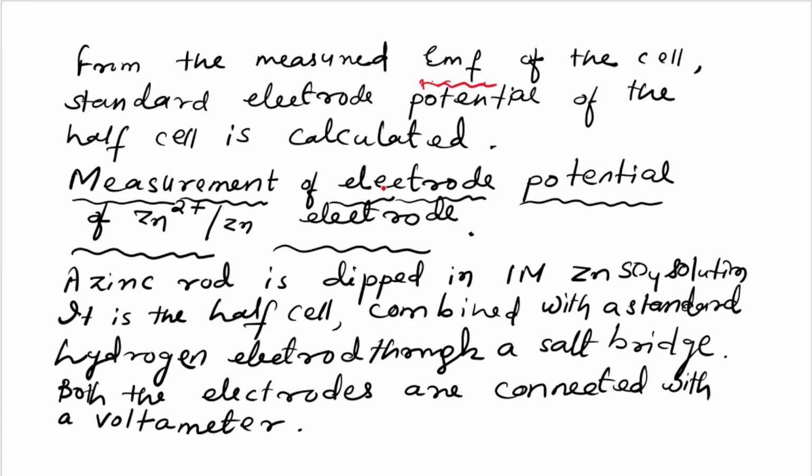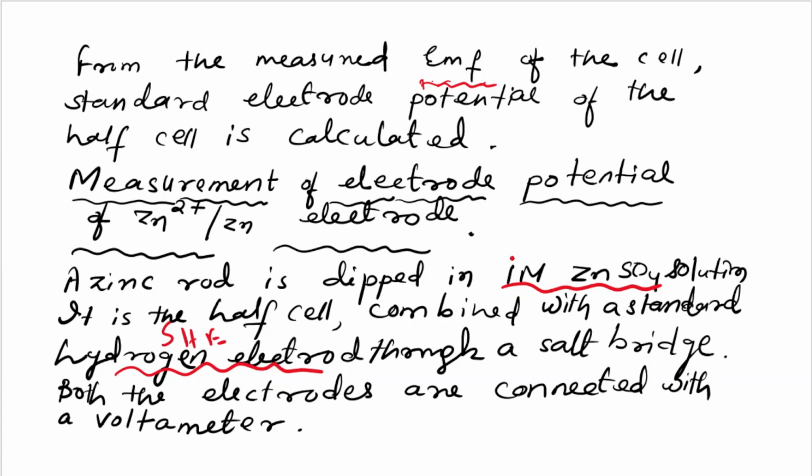So, measurement of electrode potential of Zn | Zn2+. That means here Zn is dipped in zinc sulfate solution. A zinc rod dipped in 1 M zinc sulfate solution is called a half cell. It is combined with the standard hydrogen electrode, that is S.H.E., and here through a salt bridge. A salt bridge is required. Both the electrodes are connected through the voltmeter, where you can calculate the potential developed.